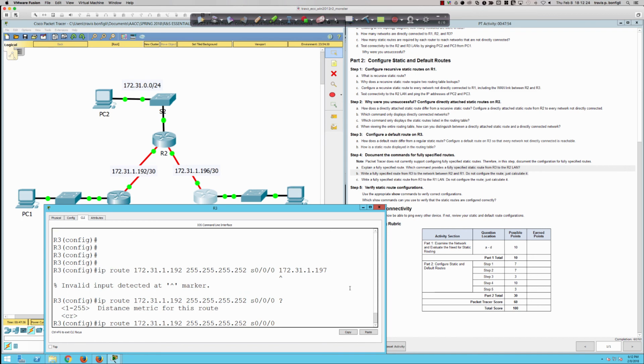It didn't like that, and I apologize. We can't configure it because Packet Tracer doesn't support it. I had forgotten that already. But that is the command that you would run, and we just saw that on the real Cisco router.